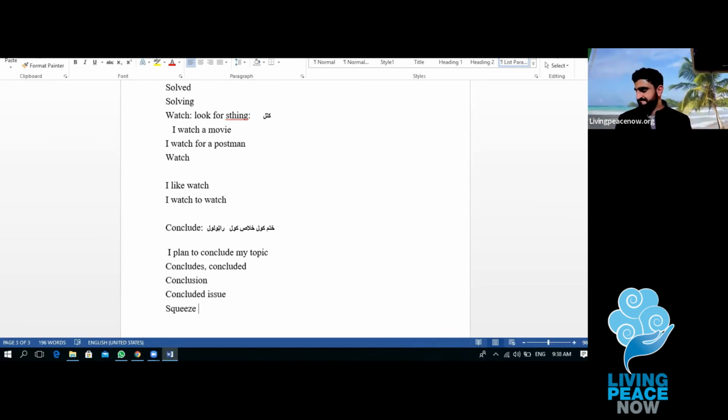Squeeze. Means to press something together from all sides. To press something together from all sides.